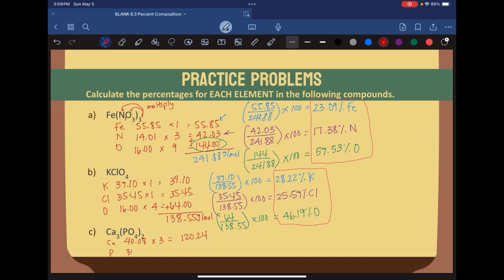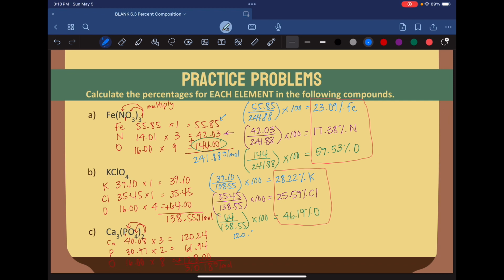Phosphorus, which is going to be 30.97. And there's 2 of them, because there's 1 on the inside, times 2 because of what's on the outside of those parentheses. You get 61.94. Oxygen is 16.00, and 2 times 4 is 8. So 16 times 8 is 128. You want to add all these together, and I'm running out of space. But if you add all of these together, it's going to be 310.18 grams per mole. Now again, I'm going to go through each one of those elements to get the percentage.